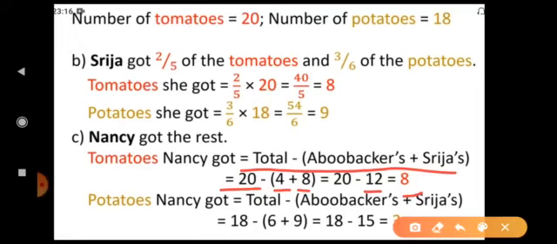Okay, now let us find the potatoes that Nancy got. The same method we have to apply that we used for tomatoes. Okay, so the total number of potatoes is 18. Now Abu Bakar and Srija's part, that is 6 plus 9, it is 15. So 18 minus 15, we will get 3. So Nancy got 8 tomatoes and 3 potatoes.